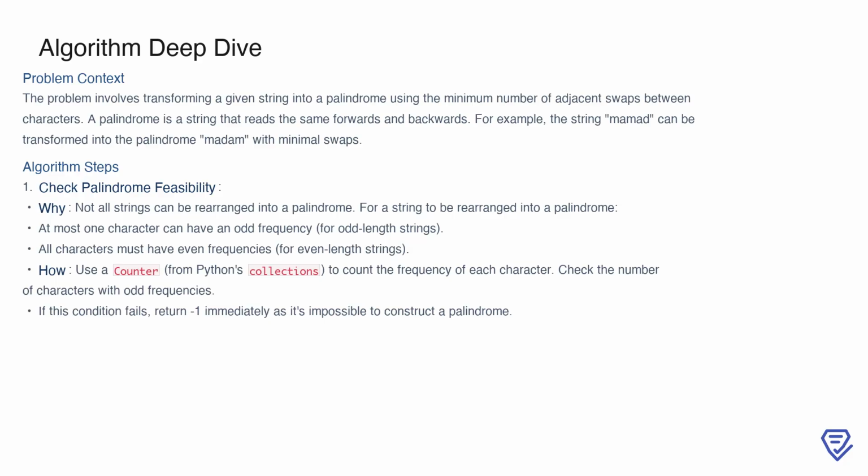For a string to be rearranged into a palindrome, at most one character can have an odd frequency if the string's length is odd. For even-length strings, all characters must appear an even number of times. Using Python's counter, we can count the frequency of each character efficiently. If more than one character has an odd count, forming a palindrome is impossible, and we immediately return -1. This initial validation ensures we don't waste time on infeasible cases.